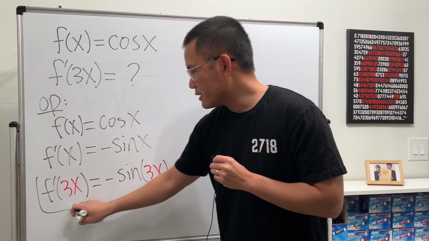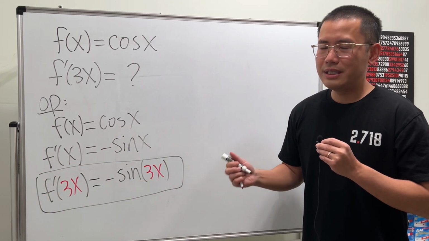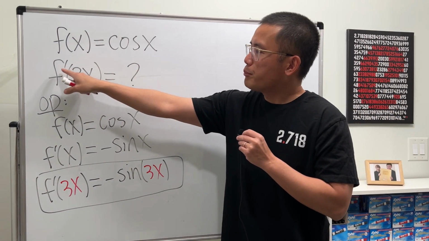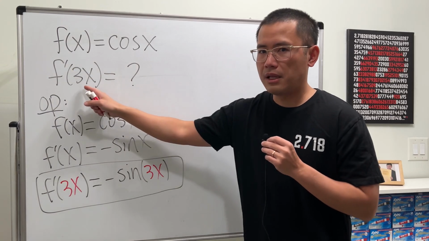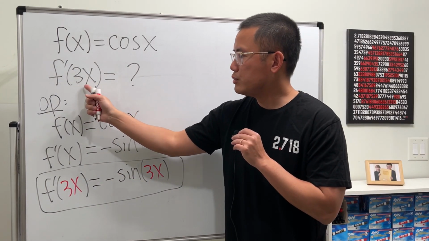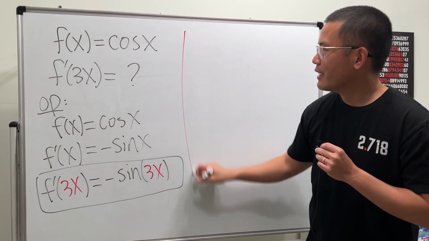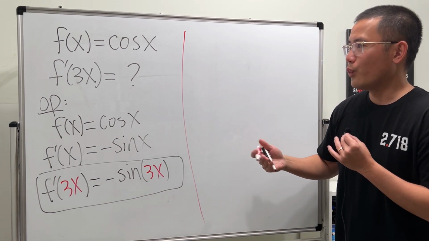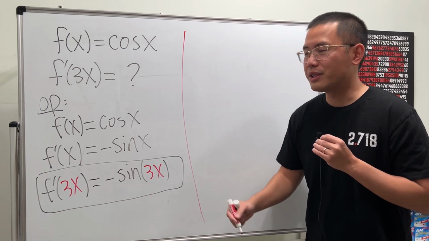And I would say this is totally okay. Why is this wrong though? Well, it depends on how you interpret this right here. When you have f prime of 3x, are you going to take the derivative first and then plug in the 3x like this? Or are you going to be plugging 3x first and then take the derivative? So maybe this is how the question wanted you to be doing it. I think this is more like a chain rule question.